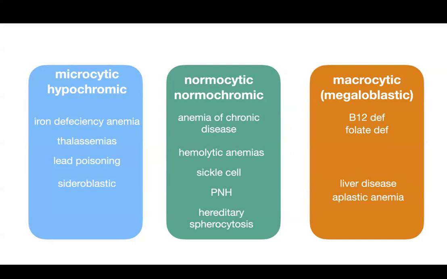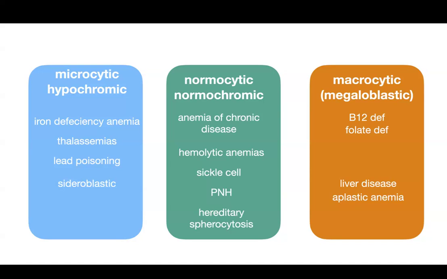It's stuff like iron deficiency anemia, thalassemias, lead poisoning, and sideroblastic anemia. In normocytic normochromic anemia, you have stuff like anemia of chronic disease, which is basically a type of anemia seen in patients who have chronic disease and high levels of inflammation in their body. There are some different markers that cause the body to stop producing enough RBCs.